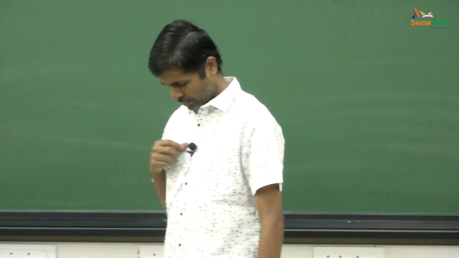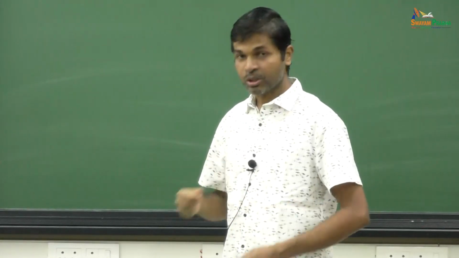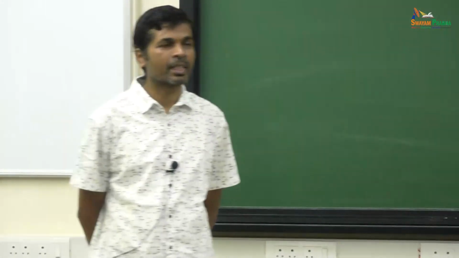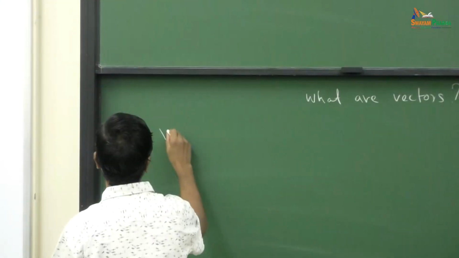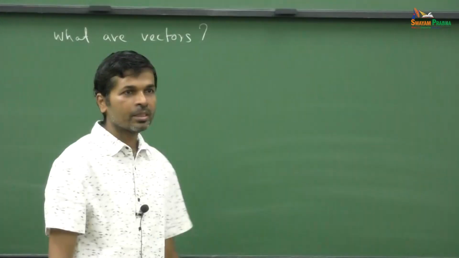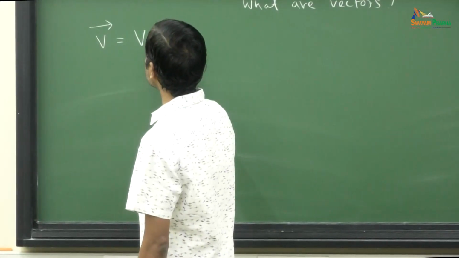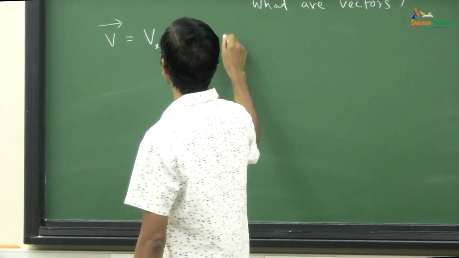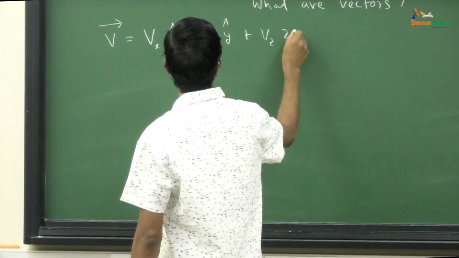So, the standard definition of vector is something which has a magnitude and it has a direction, right? So, suppose you consider V, you can say that this has three components, Vx times x cap plus Vy, y cap plus Vz, z cap. Okay.